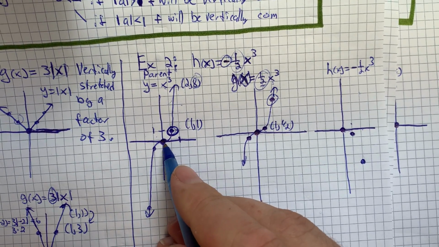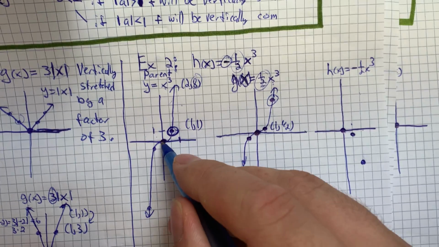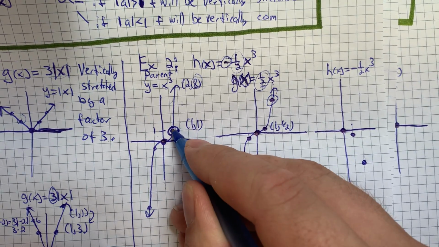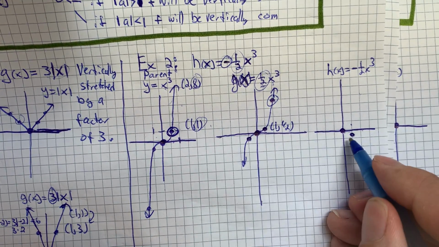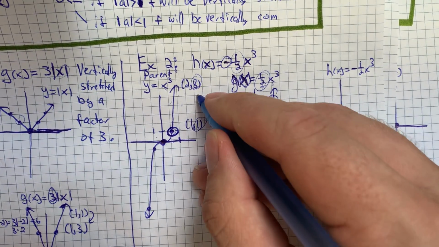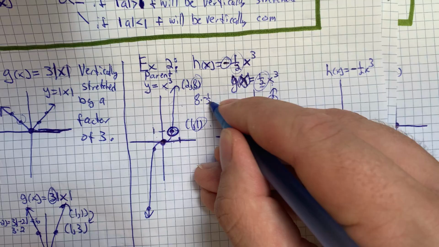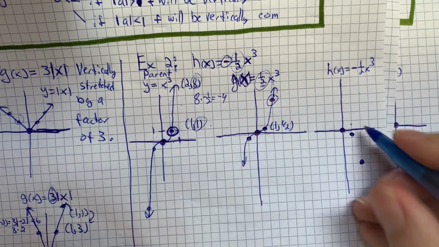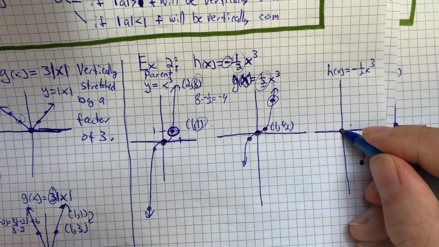What we will usually do is just go from the parent function. 1, 1, the 1 is getting multiplied by negative 1/2. 2, 8, the 8 is getting multiplied by negative 1/2. 8 times negative 1/2 is negative 4, and that's down here. Oops.